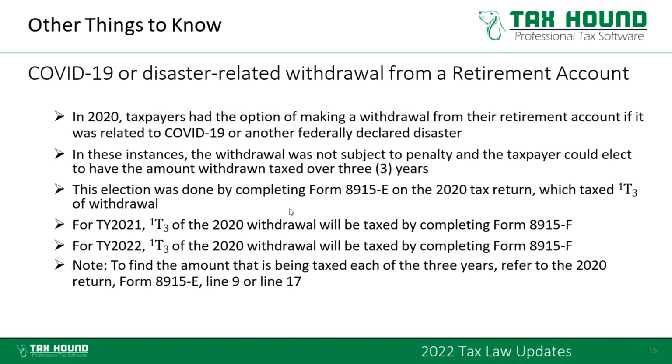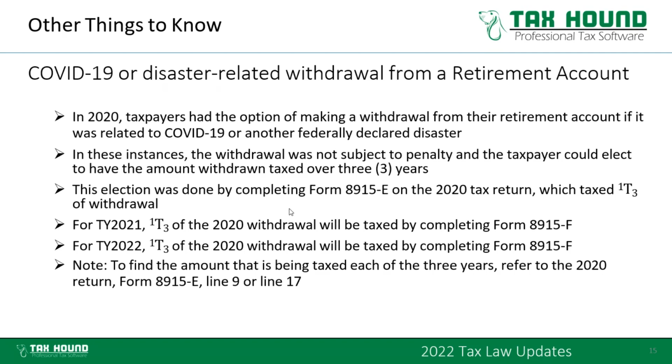And then finally, we are in the final year of dealing with the COVID or disaster related withdrawals from retirement accounts. So those 8915Es that we had to deal with in 2020, the 8915Fs that we had to deal with in 2021, this is the final year for it. So, for anyone who doesn't know, in 2020, taxpayers had the option of making a withdrawal from the retirement account if it was related to COVID or another disaster area. In these instances, they could withdraw it without penalty, but they still had to pay the taxes on it.